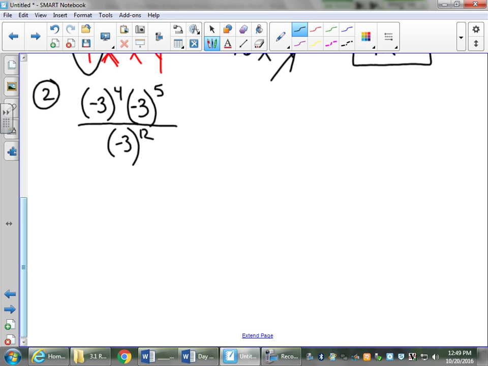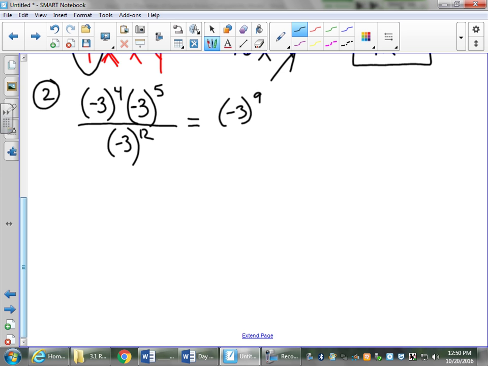So we can't do step 1. There's nothing to distribute. Step 2 says move negative exponents. There are no negative exponents. There are negative bases, but we don't move negative bases, just the exponents. So step 3 says simplify across. Well, -3 to the 4th times -3 to the 5th, those are the same base. I can use that property. That's going to become -3 to the 9th.